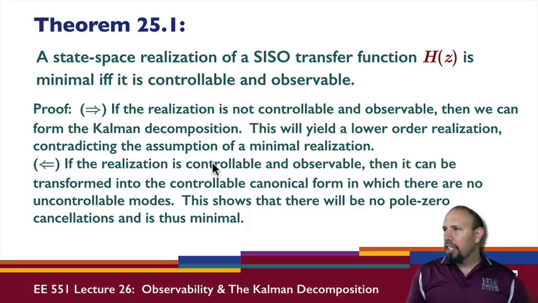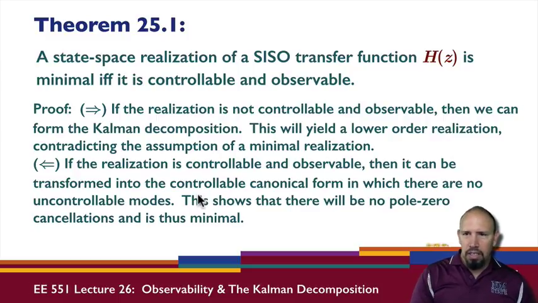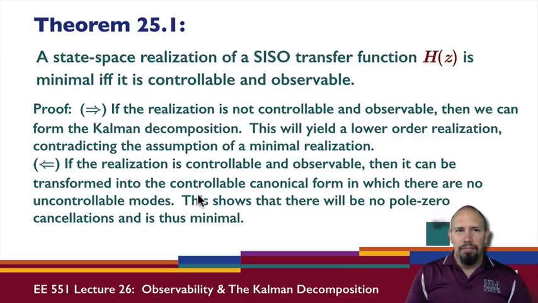On the other side, if the realization is controllable and observable, then it can be transformed into the controllable canonical form, in which there are no uncontrollable modes. This shows that there will be no pole-zero cancellations, and thus it is minimal. So that is Theorem 25.1. Stay tuned for some practice problems.